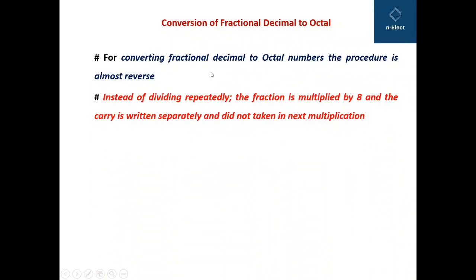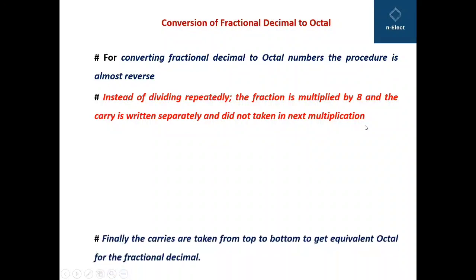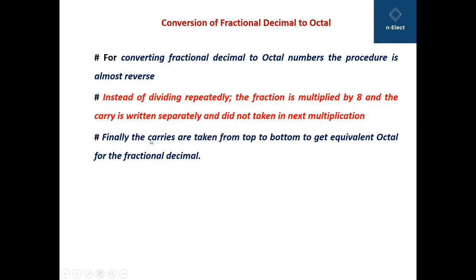What is to be done? Instead of dividing repeatedly, the fractional part is multiplied by 8 and the carry is written separately and is not taken in the next multiplication. Finally, all the carries are taken from top to bottom in the reverse order to get the equivalent octal for the fractional decimal. It will be again very clear from the example.